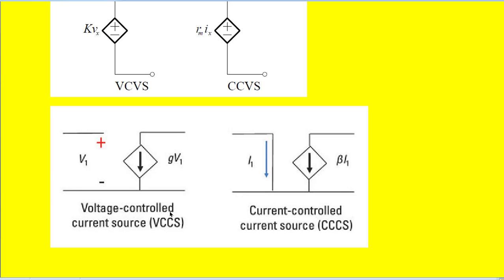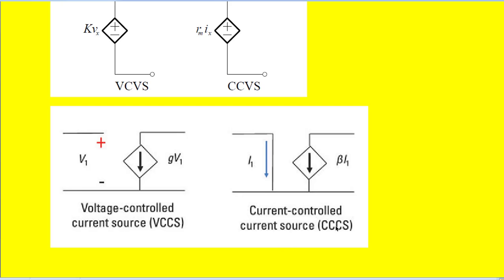Because it is a voltage controlled current source, its magnitude depends upon the voltage across some element in the circuit. Suppose this is V1, the voltage across some element in the circuit. In that case, we represent the magnitude of the current source as G times V1.